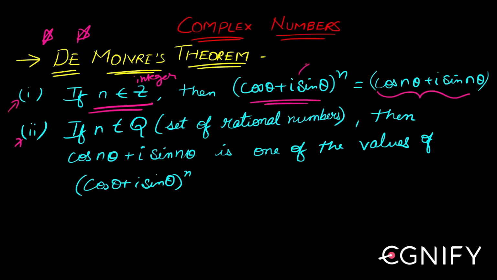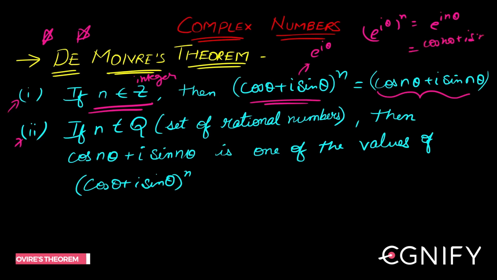So as we know, according to Euler's form, this can be written as e^(i theta). So (e^(i theta)) whole power n can be written as e^(i n theta), right? And e^(i n theta) is cos n theta + i sin n theta, right? So if n is an integer, then things are very simple. Simply you will bring this n down along with theta. So n will come down along with theta.